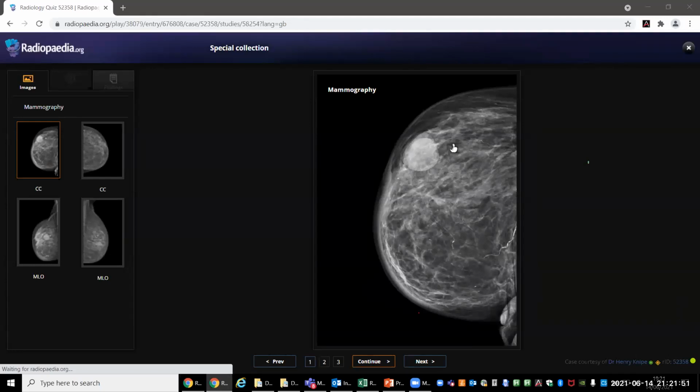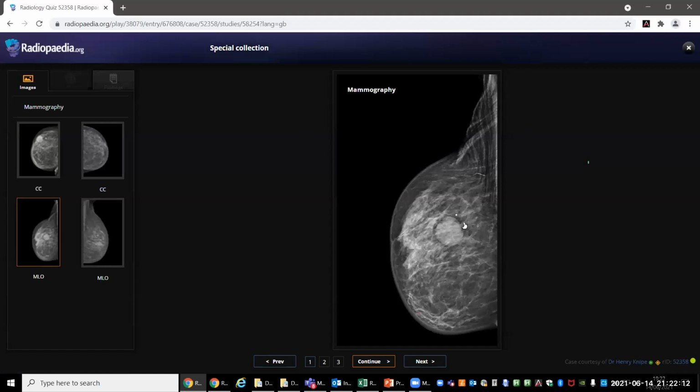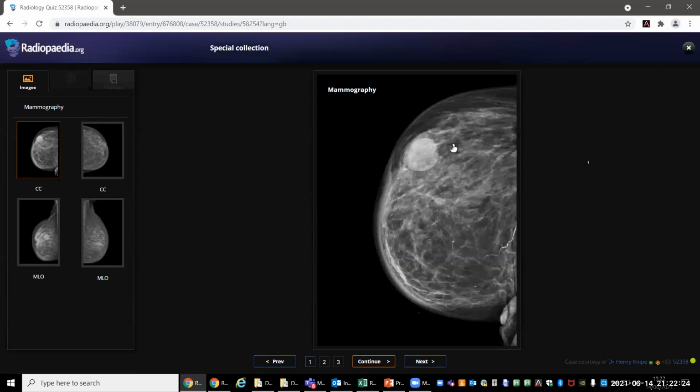Yeah. So these are the MLO views, where I can see that there is a round to oval dense lesion. Which view is this? MLO, ma'am. Okay, so this is not MLO. This is the CC view.